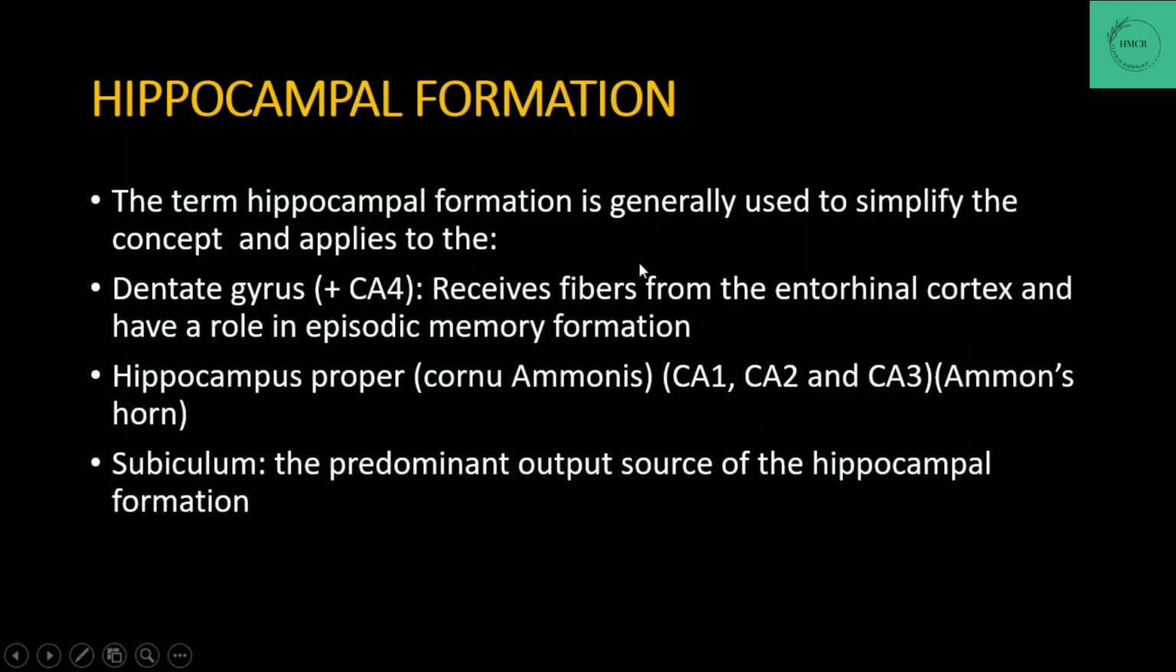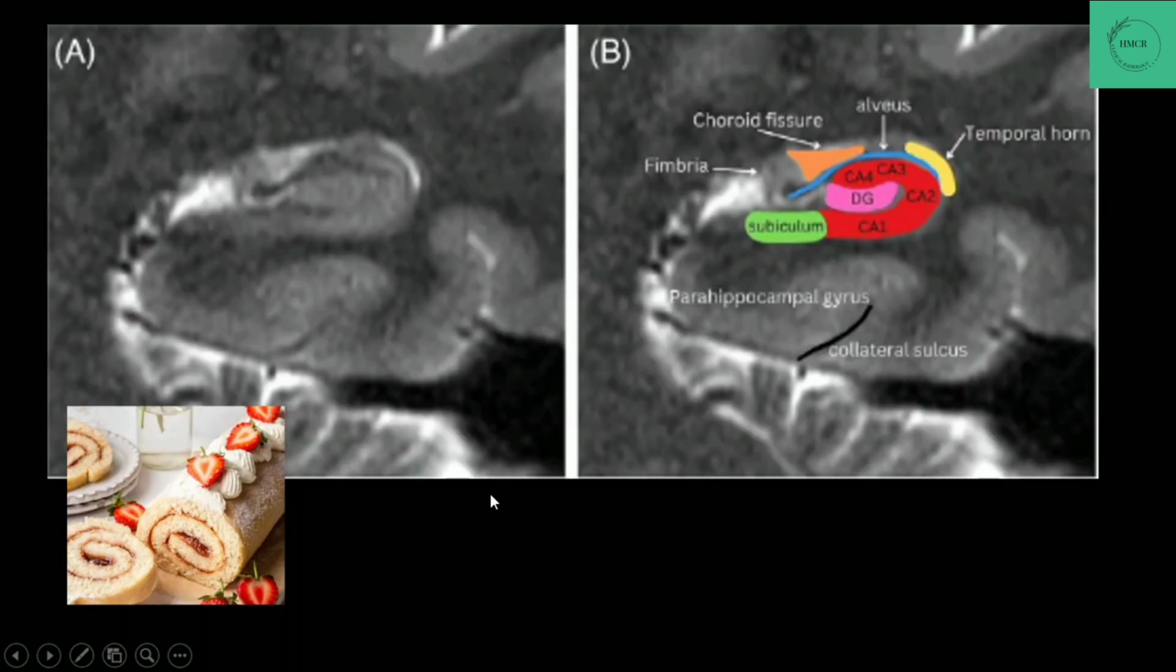The term hippocampal formation is generally used to simplify the concept of the hippocampus and applies to the dentate gyrus, hippocampus proper, and subiculum. The dentate gyrus receives fibers from the entorhinal cortex and has a role in episodic memory formation, while the subiculum is the predominant output source of the hippocampal formation. These are the coronal appearances of the hippocampus. The coronal appearance of the hippocampus is similar to a Swiss roll.